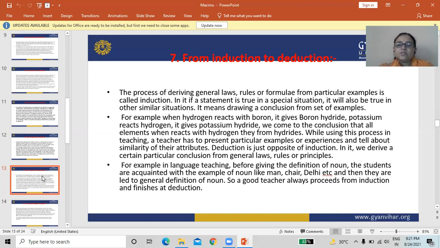Deduction is just the opposite of induction. We derive a certain particular conclusion from general laws, rules, or principles. For example, in language teaching, before giving the definition of noun, the students are acquainted with examples of nouns like man, chair, Delhi, etc. Then they are led to the general definition of noun. So a good teacher always starts from induction and finishes with deduction.